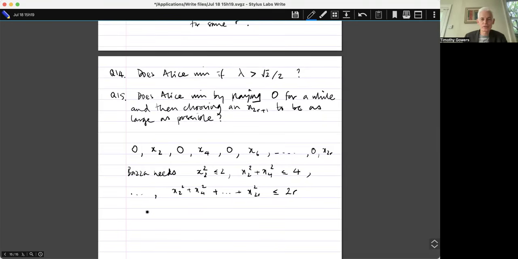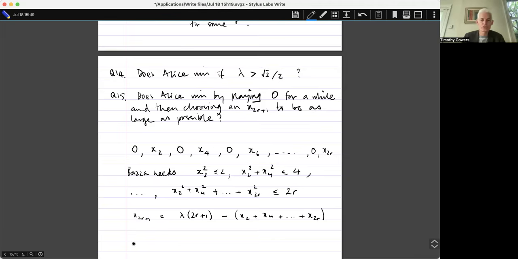And what will Alice now choose? So Alice then will choose x2r plus 1. She's going to make it as big as it possibly can be. So that'll be lambda times 2r plus 1 minus x2 plus x4 plus x2r.